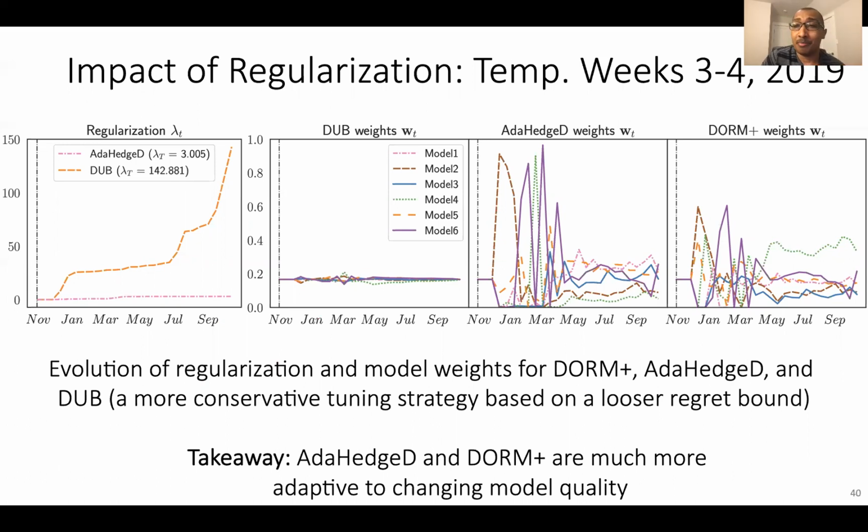And what does that imply for the weights that are played over time? Well, you see that the Dub weights barely deviate from uniform because the regularization strength is so large. This is the impact of having these overly conservative lambda settings. Meanwhile, both AdaHedgeD and Dorm play much more adaptive weights and hence can adapt to the changing quality of methods much more rapidly.